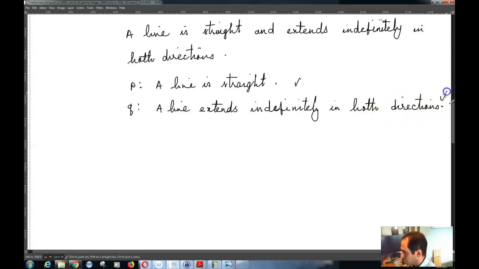This is also true. So since both of the component statements are true, then you can say that the compound statement is of course true. These are based on the definition. I'm saying that these are true, because if something has to be a line, it has to be straight, and if something has to be a line, it has to extend indefinitely in both directions, unless it's a line segment, for example, or it's a ray or something like that.